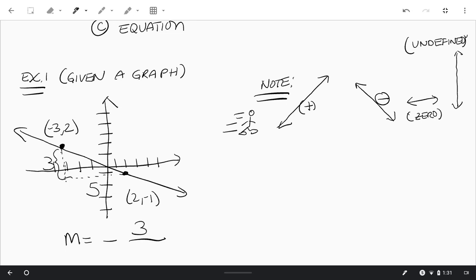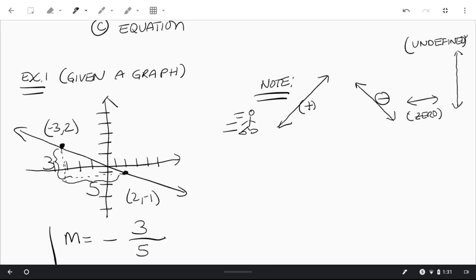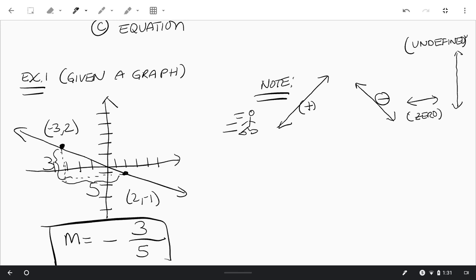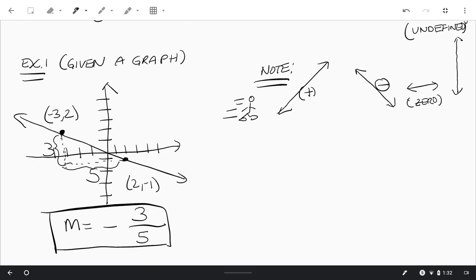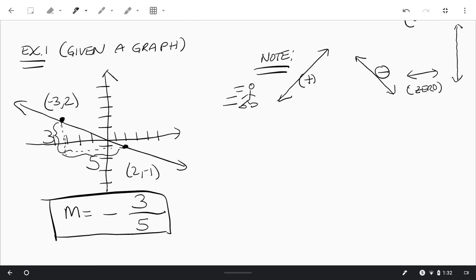So I'm going to go ahead and write that down here. And the run, which is this horizontal distance, is 5. So the slope here, you just basically count when you have a graph. You just count the rise, the run, and make sure you also take into account whether it's negative or positive. Okay. So that's if you're given a graph.